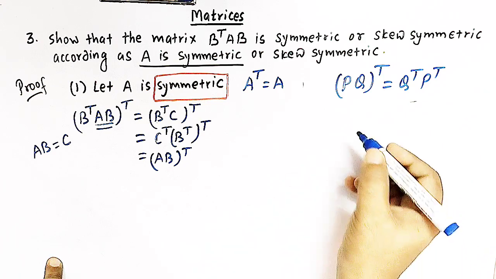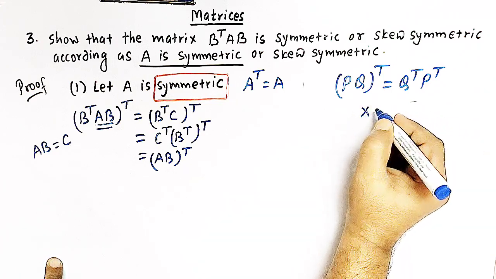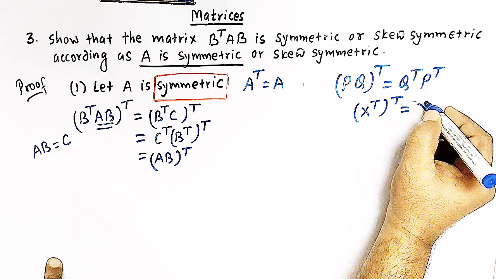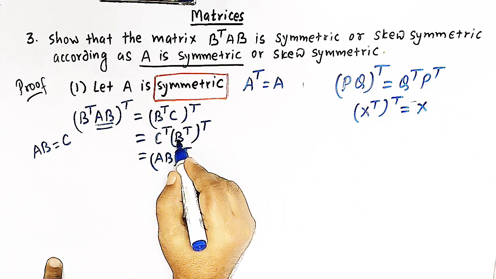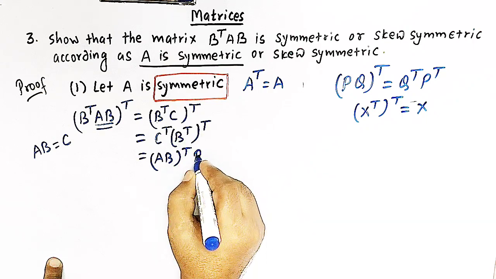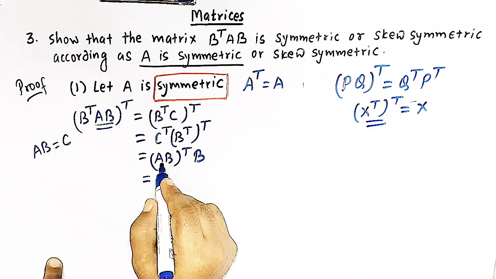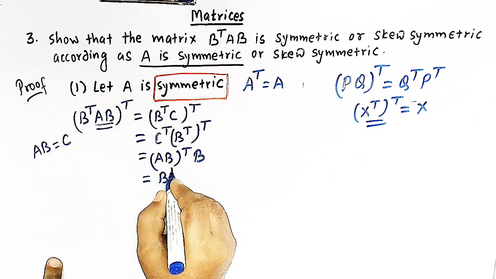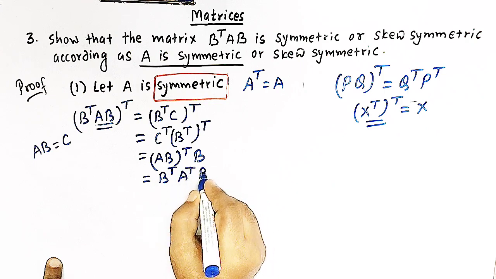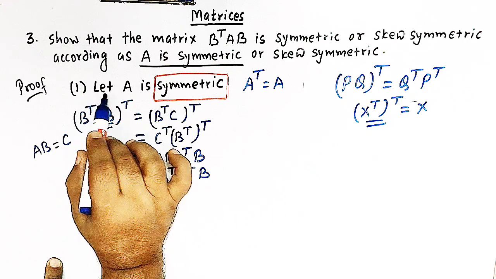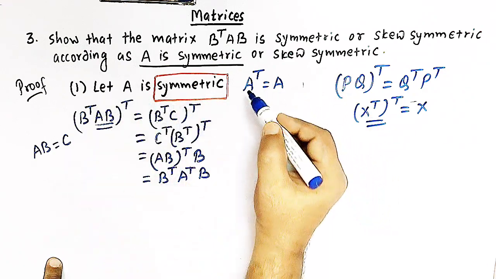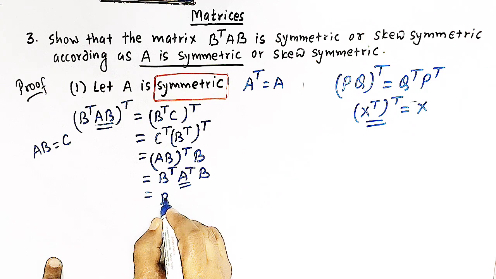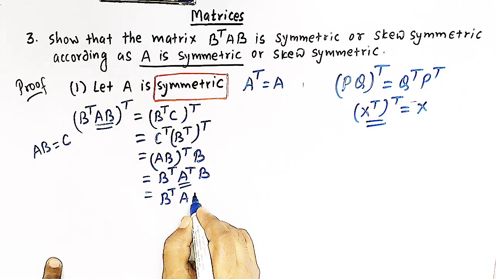Again, using the properties of transpose, we know that if we have a matrix say X, then the transpose of XT is simply equal to X. So here the transpose of BT is simply B. Now again applying the reversal law to this term (AB)T, we can write BT and then we have AT and here we have B. Now we are assuming that A is a symmetric matrix, that is AT is equal to A. So let us replace this term AT by A. So we have BT, A, B.